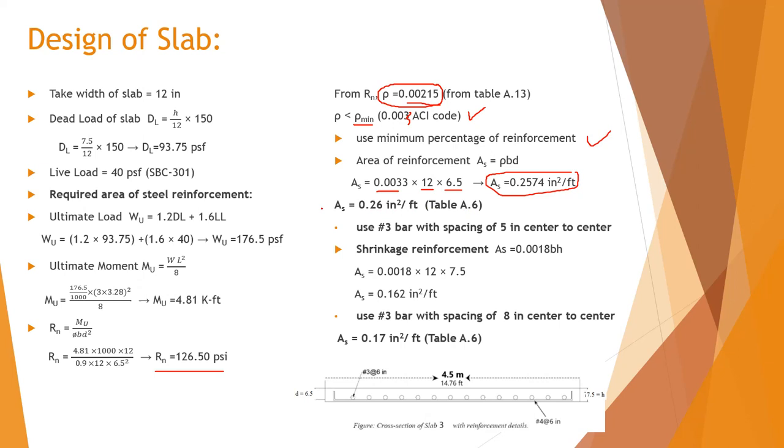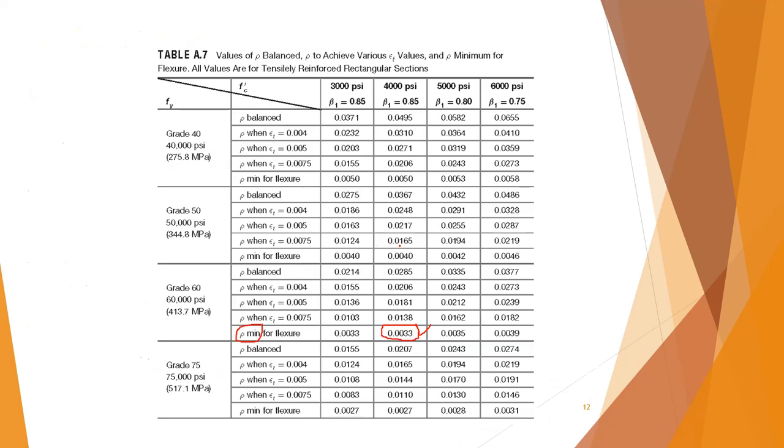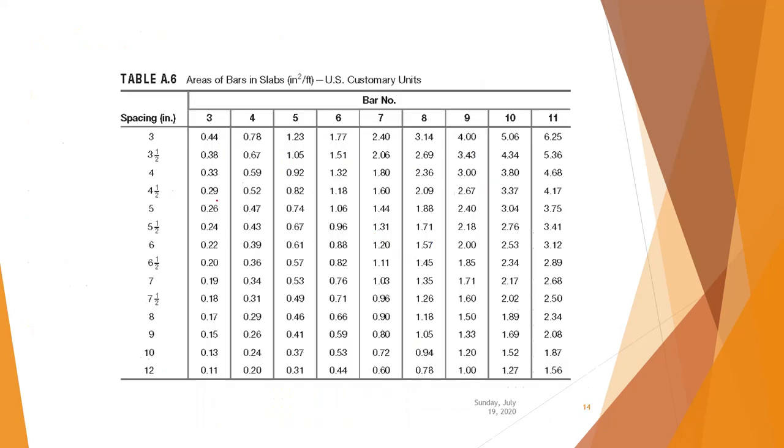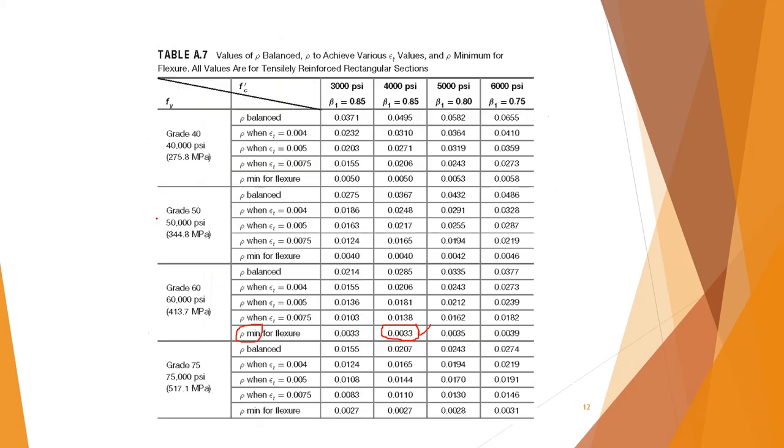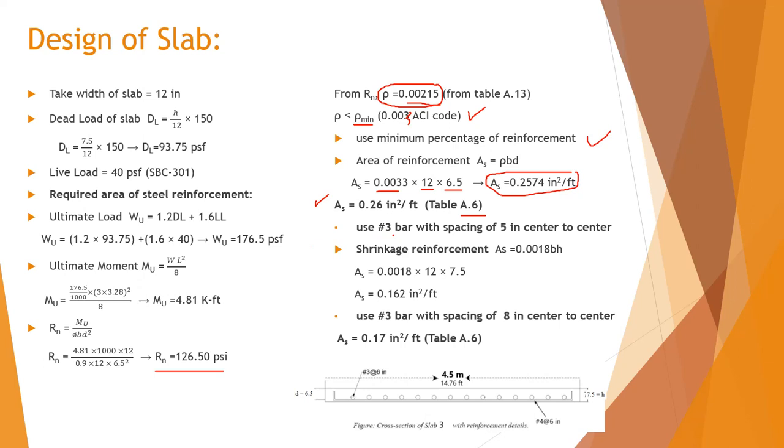Now you have to find the bar size. How will you find it? From the table A6. This is the table A6. We get the value 0.2574. So we can round it up to 0.26, right? So 0.26 is the bar number 3. Okay, after that, what is the spacing of the reinforcement? See the corresponding one to 0.26, which is 5. Therefore, as you will see here, use number 3 bar with the spacing of 5 inch center to center, as I showed to you in the table.